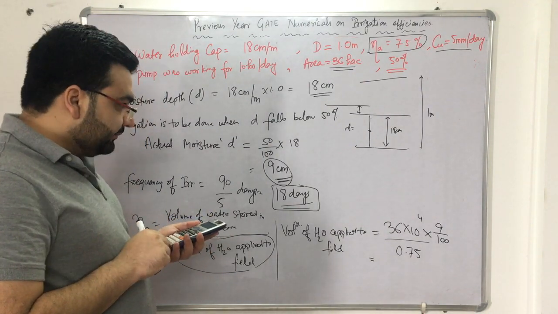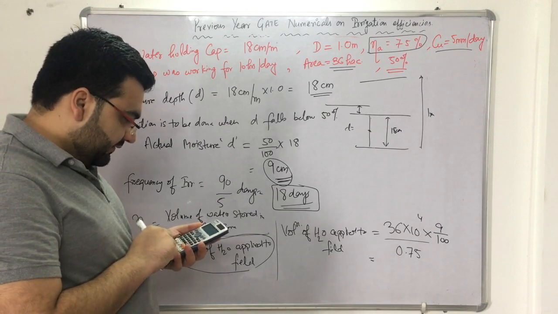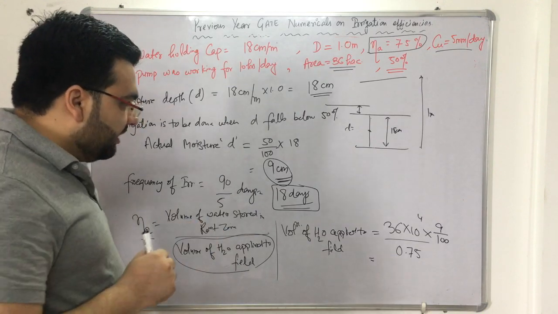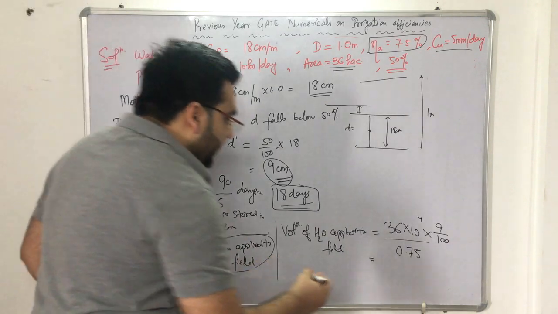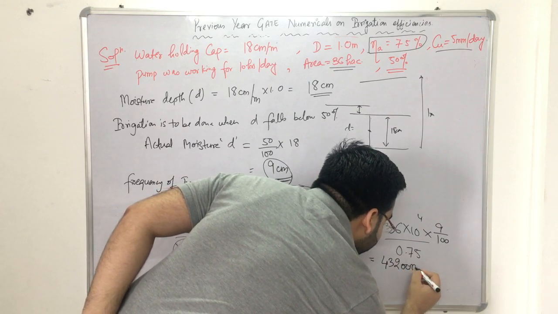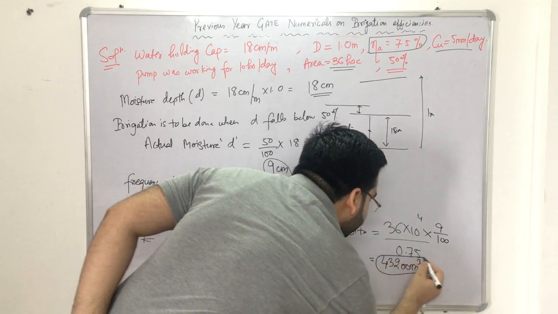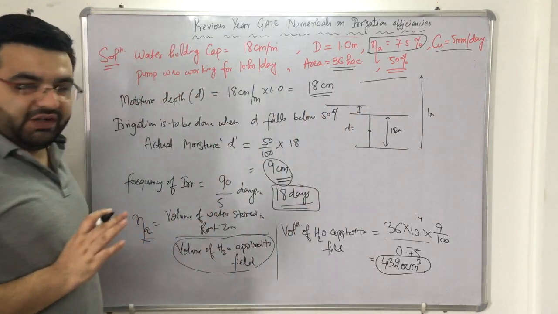36 into 9 into 100 divided by 0.75. So this is 43200 meter cube, right? So the volume of water which has to be applied to the field is equal to 43200 meter cube. 43200 meter cube of water actually has to be applied to the field.